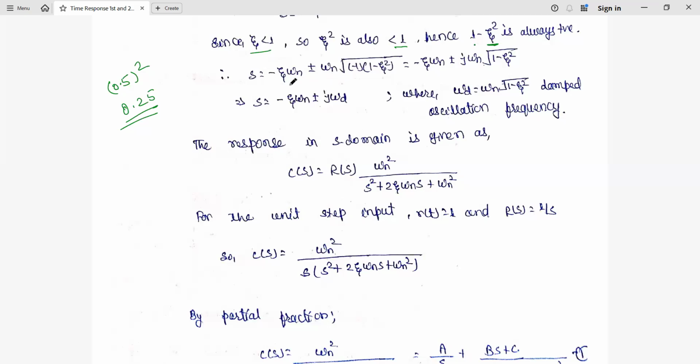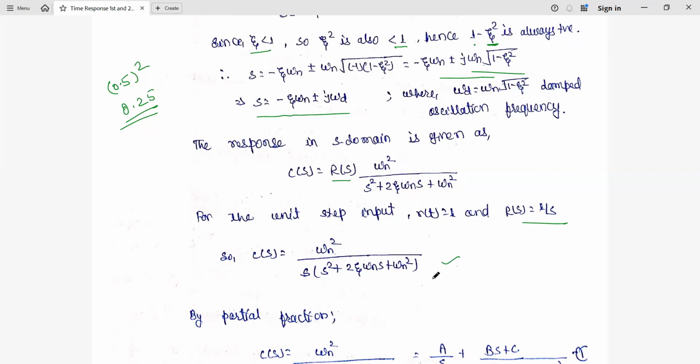On that basis, we do the rearrangement here like we did earlier. This portion, omega n root of 1 minus the square of the damping ratio, is omega d, the damped oscillation frequency, given in radian per second. So finally, we have the roots of the characteristic equation. Now for this response in the S domain, we have to multiply M of S with R of S. R of S is what here? 1 by S, since it is given that the input is a step input. So it is multiplied by 1 by S, and this is finally C of S.